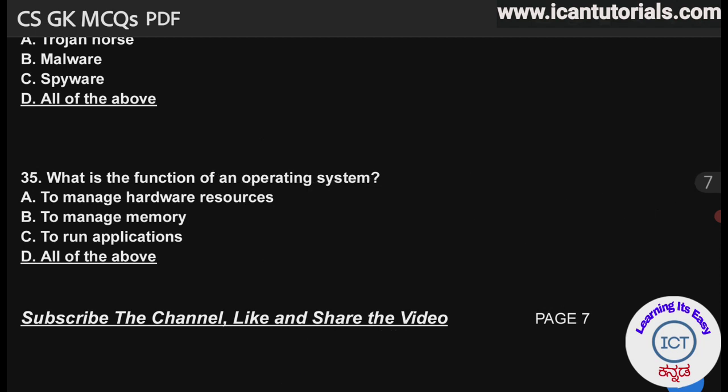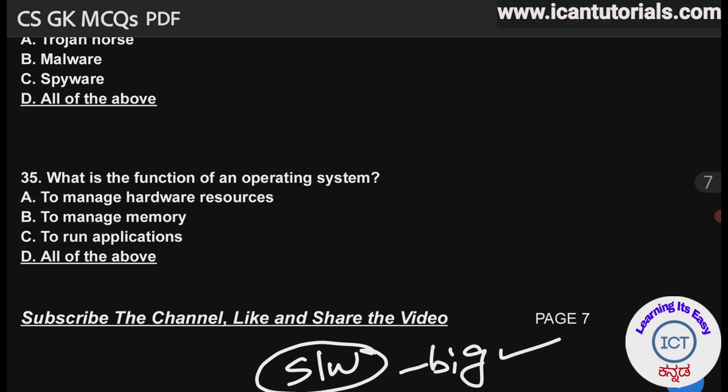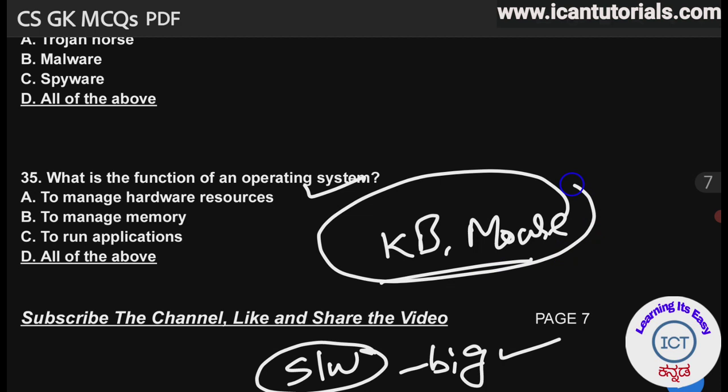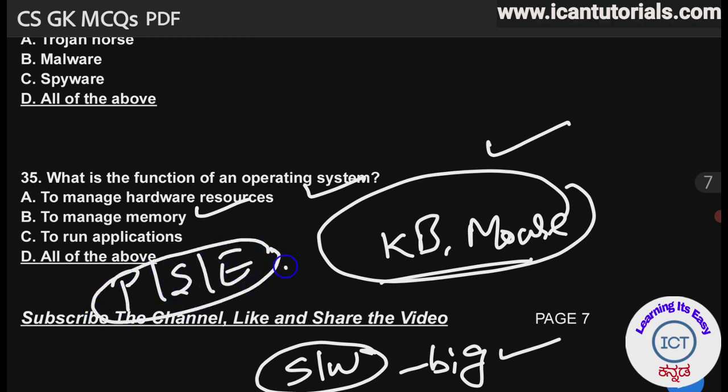At the same time, operating system is a software. It is a big software which does everything in our machines. So what is the work of the operating system? It manages hardware resources. Hardware resources means keyboard, mouse, printers, scanners, memory, everything are called hardware resources. These hardware resources will be controlled by the operating system. Manage memory, in the sense we have primary memory, secondary memory, external memory, temporary memory, cache memory. All these memories will be managed by our operating system.